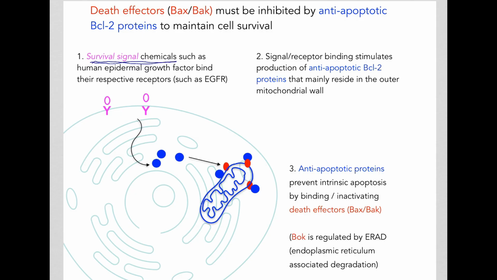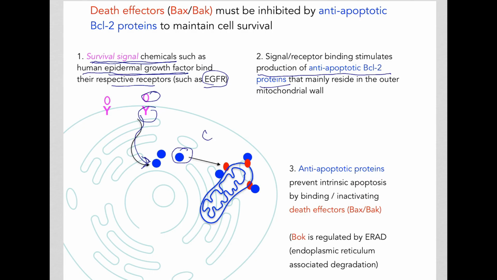For example, they signal human epidermal growth factor. These signals will bind their respective receptors. So, for example, epidermal growth factor will bind EGFR, epidermal growth factor receptor. And when the signal binds the receptor, this will trigger a signaling pathway. The end result of this pathway is the production of anti-apoptotic BCL2 proteins.